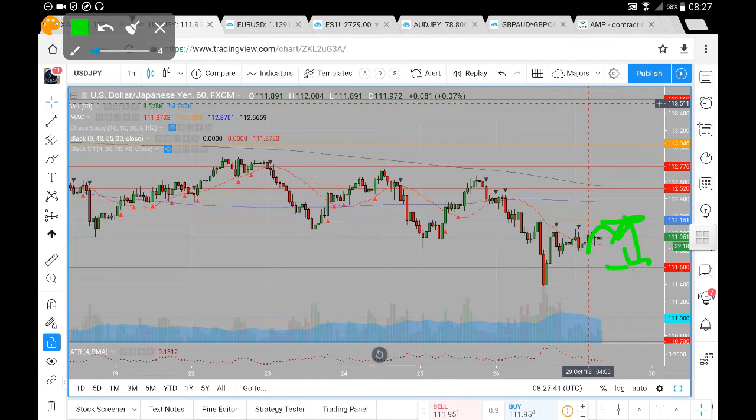If it acts as resistance, looking for a move down towards 1160, failure to hold 1160, previous lows around 1140. Beyond that, we're looking for a move down towards that 111 here on the US dollar Japanese yen.